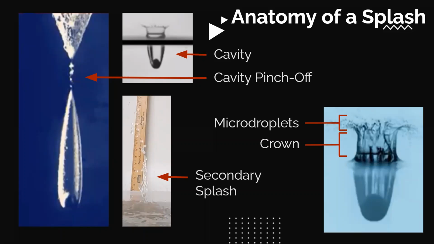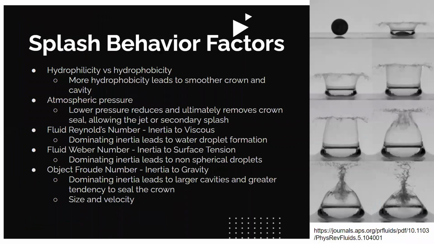Breaking down the anatomy of the splash itself, we can see that it is made up of two separate parts: the crown, which is where the water still forms a continuous surface, and the microdroplets, where the fluid has begun to break apart. After running some of our own experiments, we delved deeper into some other research. From our other research, we were able to find out what other properties of the falling object and also the water affect the splash behavior.